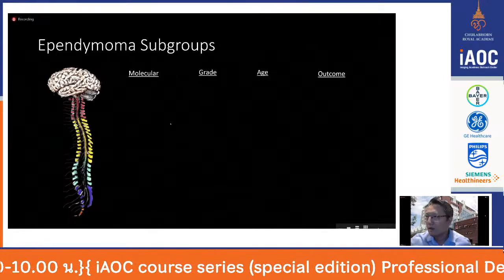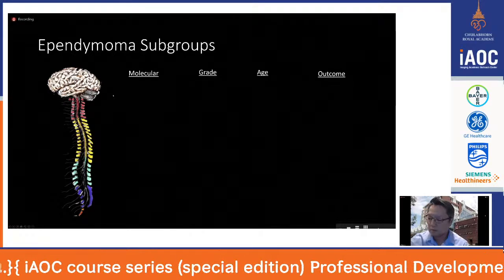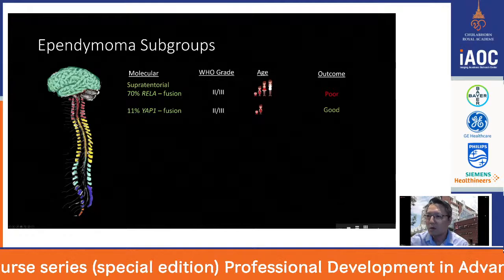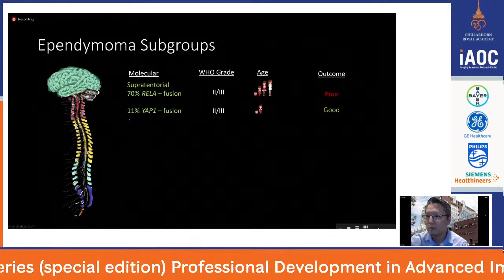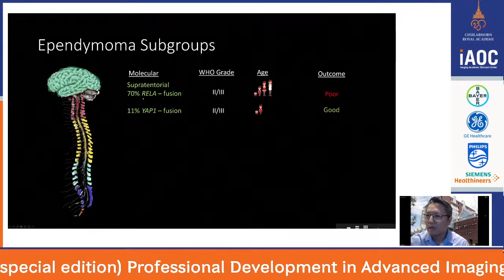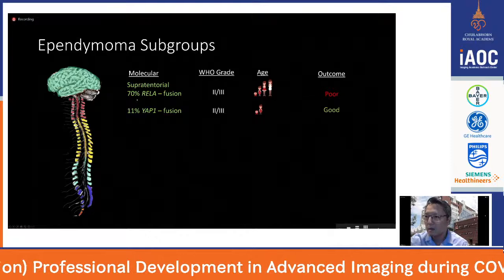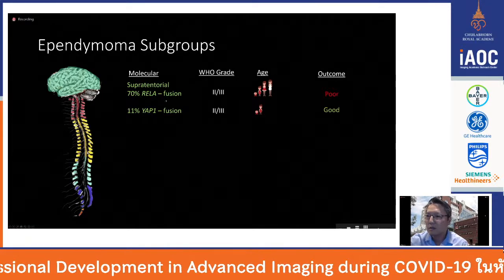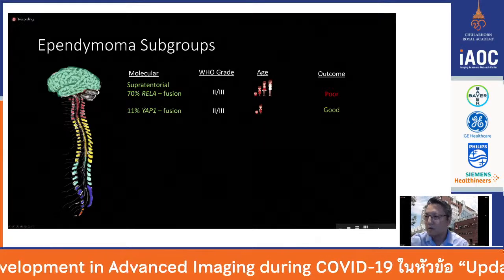So if we're looking at ependymomas located throughout the CNS, we can see that for the supratentorial lesions, there's basically two fusions that we know of. There's the RELA gene fusion. This is the most common one. About 70% of supratentorial ependymomas are going to be RELA fusion. Only about 11% are going to be this YAP1 fusion.